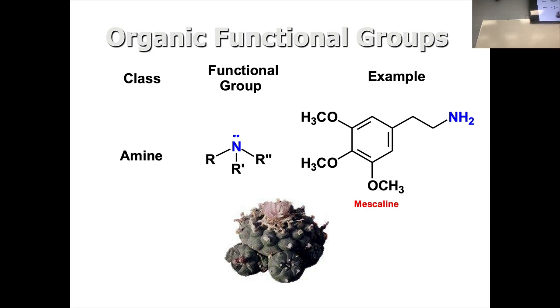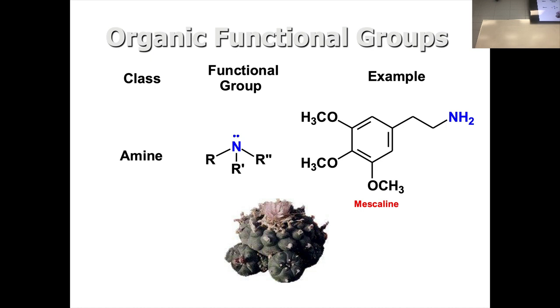Amines. Amine functional groups. There's a lot of amines in nature. An amine will have a nitrogen atom with its lone pair of electrons that is bound to 3 other things. You will have primary, secondary, and tertiary amines. The amine that is shown there, mescaline, which I believe is a psychoactive component of peyote, has a nitrogen that is bound to only 1 carbon. What would we call this amine? Primary, secondary, or tertiary? It is a primary amine.